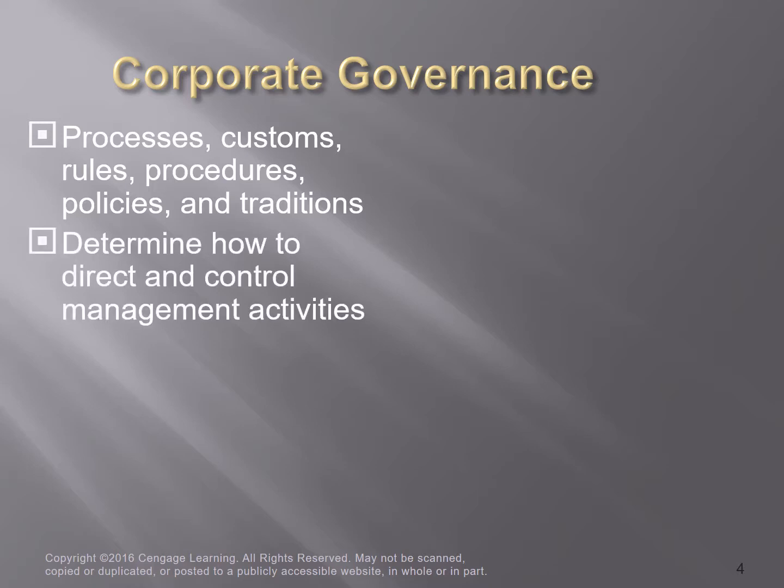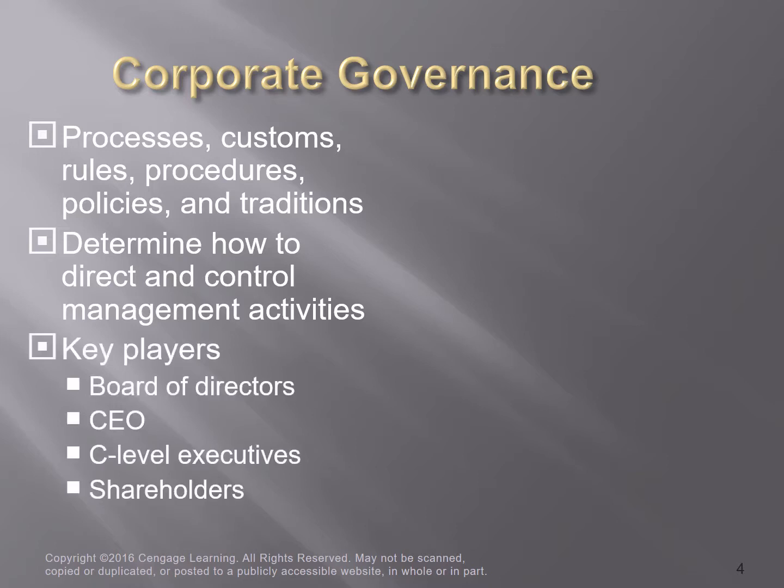Corporate governance allows an organization to exhibit control over management activities, as well as the activities of all of its employees. Key players in the development of corporate governance processes include the board of directors, the CEO, all other C-level executives, the employees, and other shareholders and stakeholders.